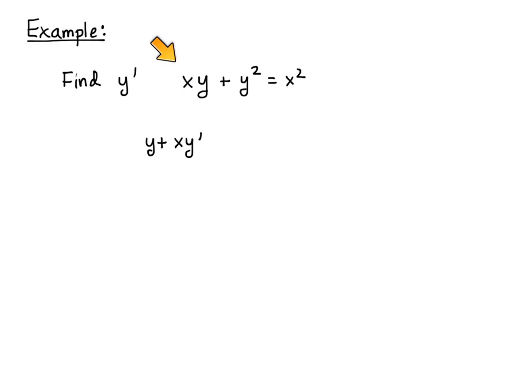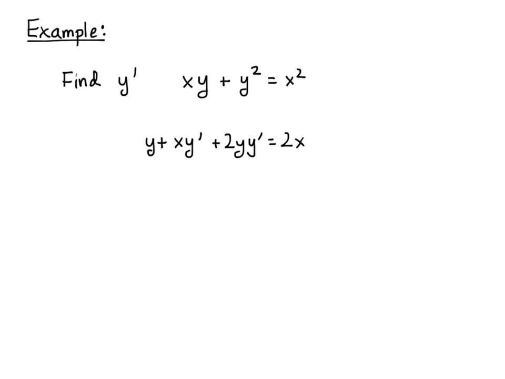For x times y, we take the derivative of x, which is 1, times y, plus x times the derivative of y, which is y prime. So there's our derivative of xy. Now we're going to take the derivative of y squared, so that's going to be 2y y prime. And then we're going to take the derivative of x squared, which is just plain old 2x.